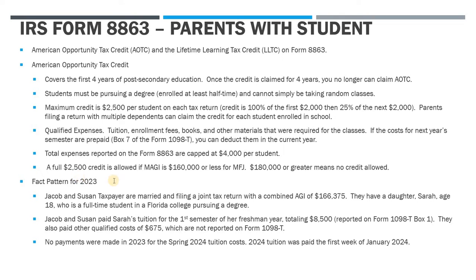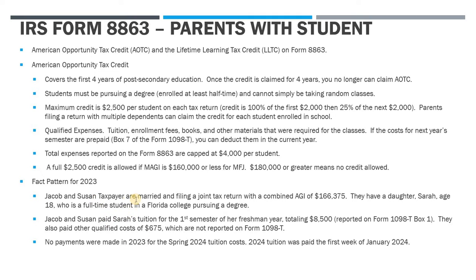Now, how much of the credit are you actually going to get? So the $2,500 credit, it's generally going to be allowed, so this is for married filing joint, if your modified AGI is $160,000 or less. Now, if it's between $160,000 and $180,000, there's going to be a phase out. And that's what we're going to see in our example here. If it's over $180,000, you're not going to get any American Opportunity Tax Credit whatsoever. Right, and we'll see how that's illustrated in this example for Jacob and Susan.